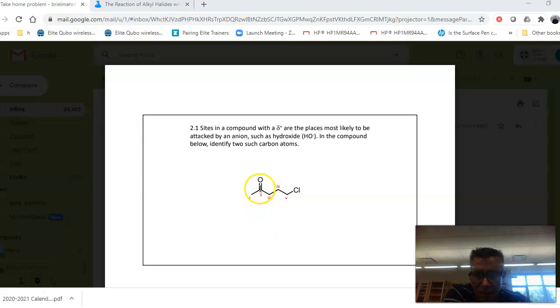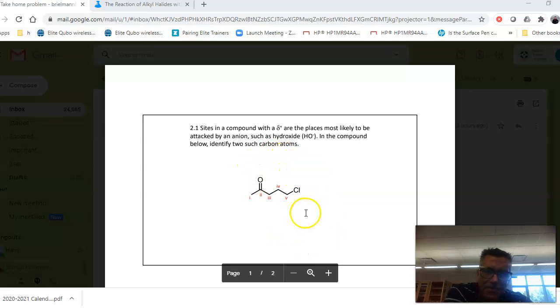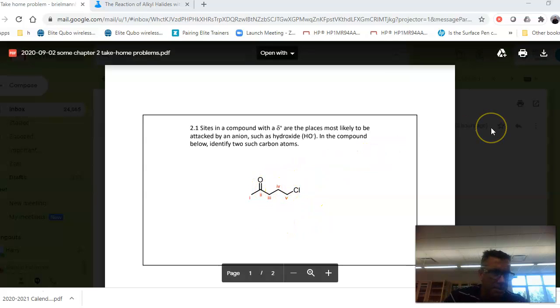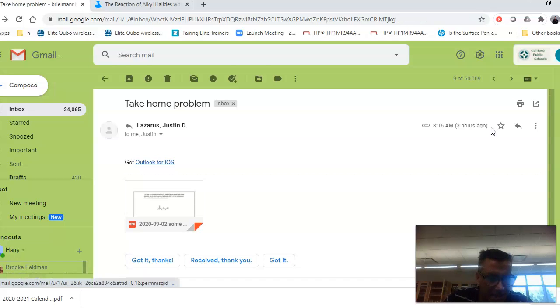This will give a 1,1 diol, OH, OH temporarily, and those usually move on to do something else. But anyhow, the answer is positions 2 and 5. Boy, that was a long answer. Let's see if I can get to the next one.